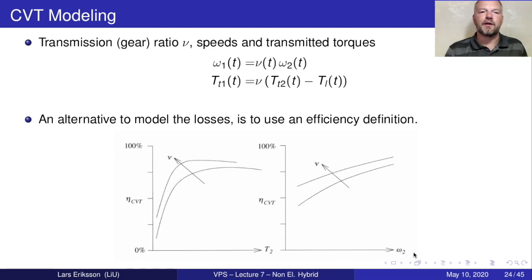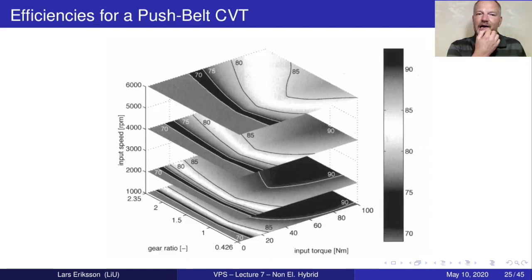Another way of viewing these behaviors here is to plot them in a three-dimensional map, where we have the input speed on one axis, we have the gear ratio on the other axis, and we have the input torque on the third axis. And the color map is the efficiency. So we see we have high efficiency here, and then the efficiency decreases when we come up to these points. So here you can look at these, and you can go back to the previous slide and see that they are matching, to see if you have understood the basic principles.